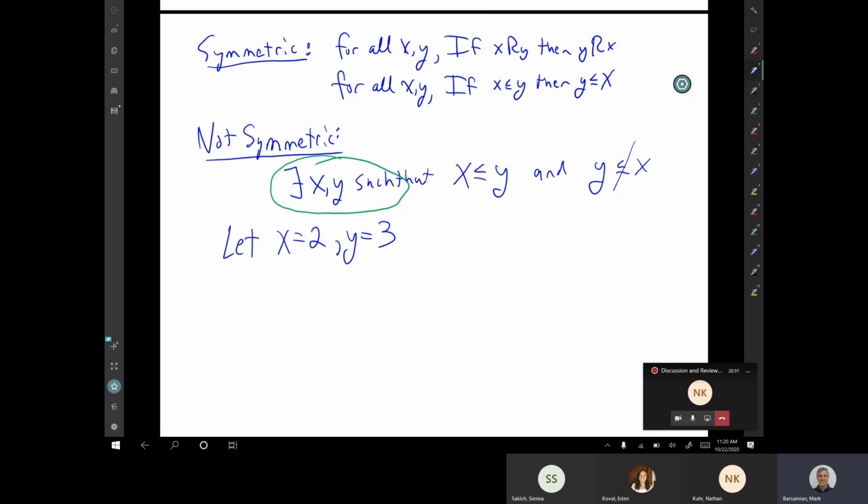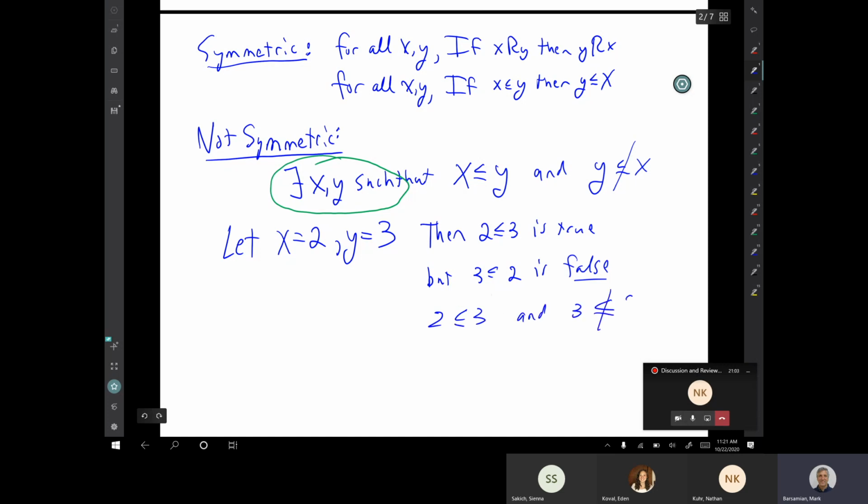That's the kind of thing that's a concrete example. So then 2 is less than or equal to 3 is true, but 3 is less than or equal to 2 is not true. So we could say that 2 is less than or equal to 3, and 3 is not less than or equal to 2.